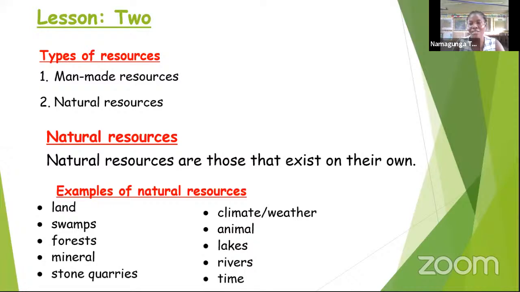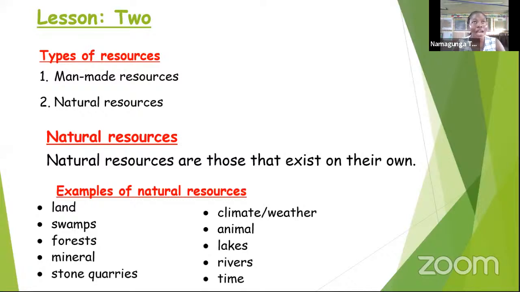Nanozi Michelle, you are going to unmute yourself and read to me, what are natural resources? Natural resources are those that exist on their own. You are beautiful. If they exist on their own, they are made by God. We just see them. You will have no control over them. So we have the examples of natural resources.